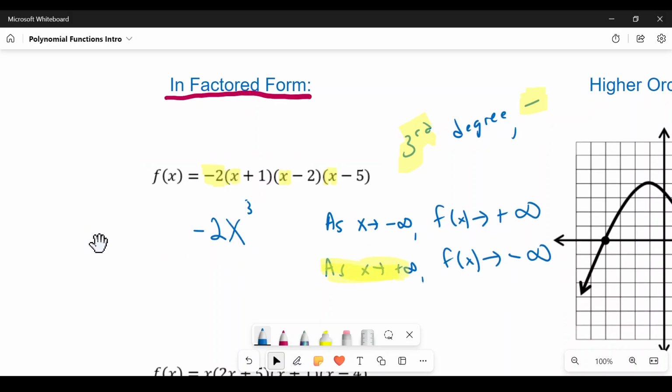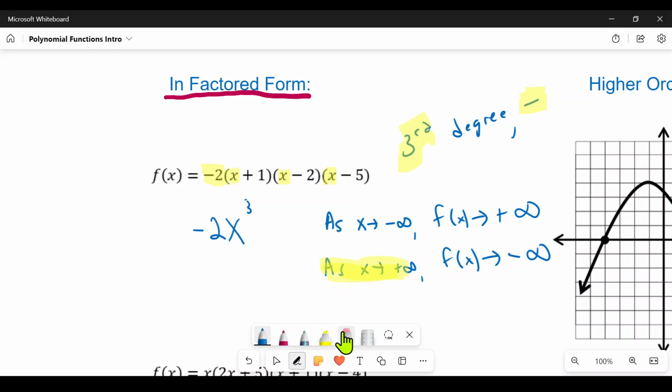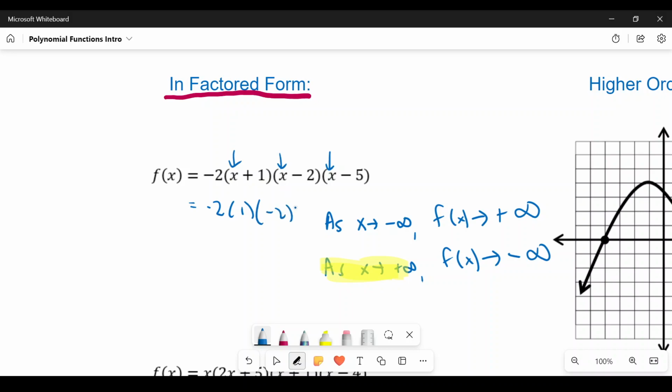We should also be able to find the y-intercept. So these are all the things we could find in standard form, but now we're finding them in factored form. We know that a y-intercept is when x equals 0. So I'm just going to sub 0 in for all of my x values. So I would have 0 plus 1, 0 minus 2, 0 minus 5. So I would have negative 2 times 1 times negative 2 times negative 5, which is negative 20. So the y-intercept is the point at (0, negative 20).